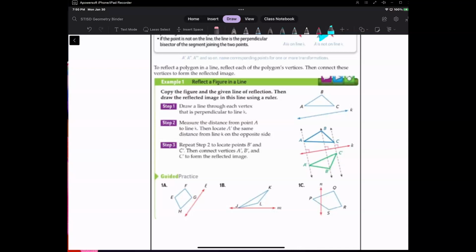So basically what you're doing is you want to know the distance from here to here, and then from here to here is the same distance, so that's A prime. B is reflected over K, so B to this line is perpendicular. So from this line to B is the same distance. And then from C to the line, it's perpendicular, the reflected line, and then we have from this point to this point. So that's why we have C prime, B prime, and A prime.